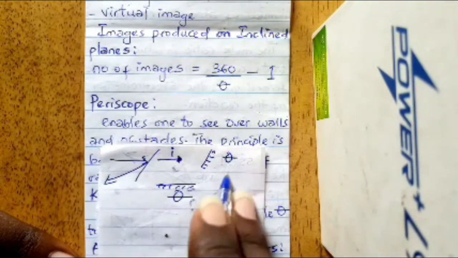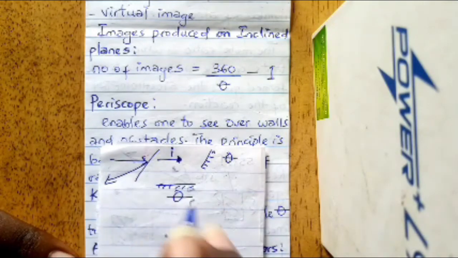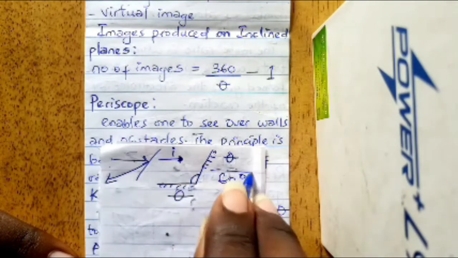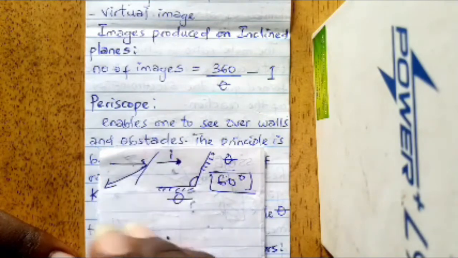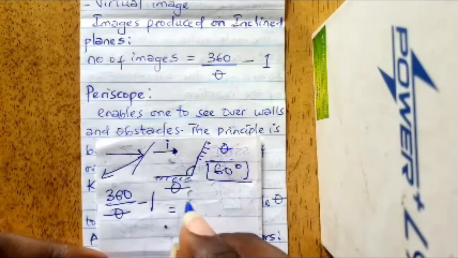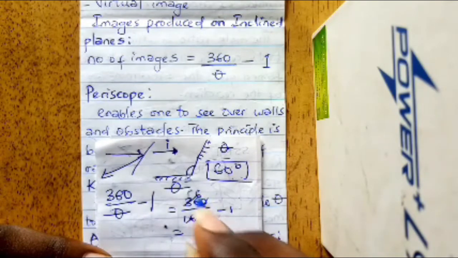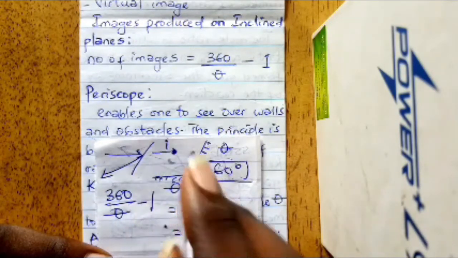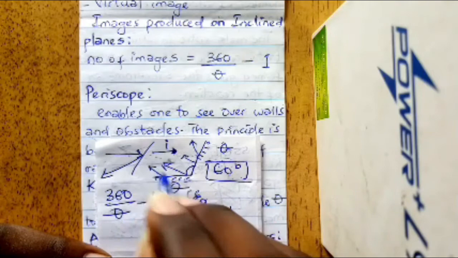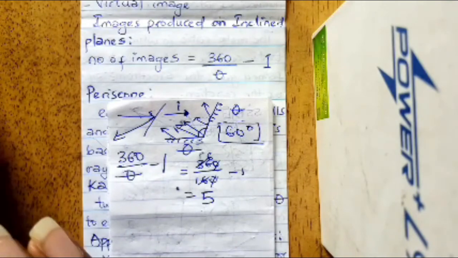Now if you have two mirrors inclined at an angle to one another, let's say they are inclined at 60 degrees to themselves. So this is 60 degrees. The number of images formed, represented as 360 over theta minus 1, would simply be 360 over 60 minus 1. So it gives us 5. So the reflection of this image will be in 5 places.